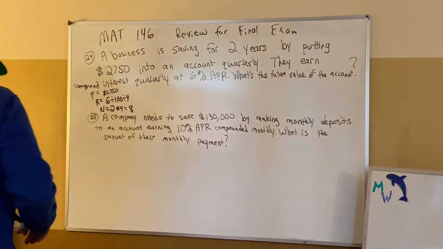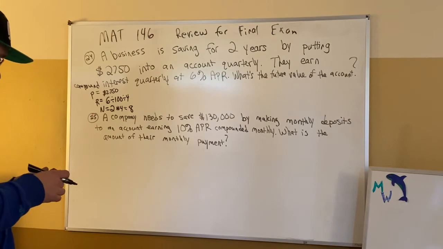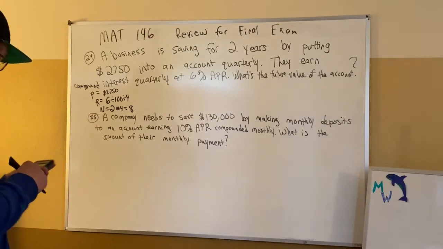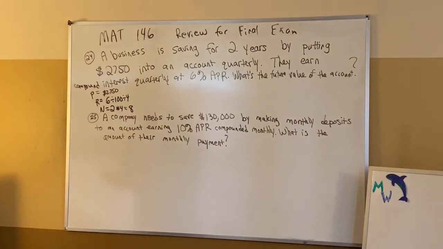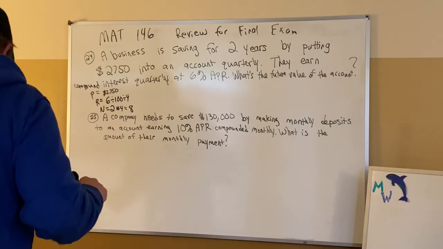This 6, divide by 100, divide by 4. And deal with our percent and our quarterly interest rate. We'll take 6 and divide by 100, then divide by 4, and get that to come out to 0.015.